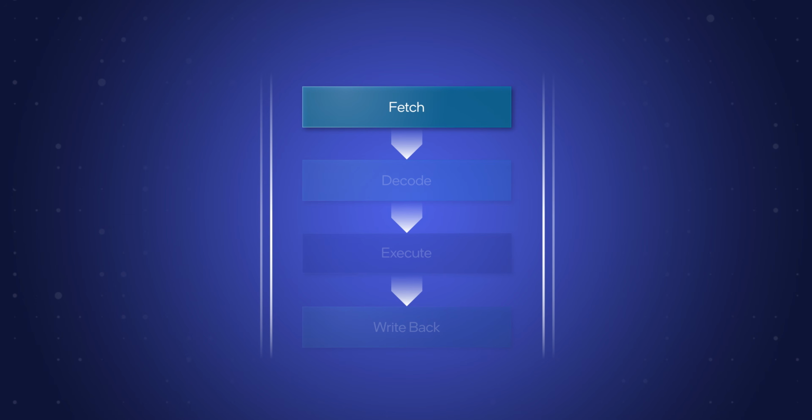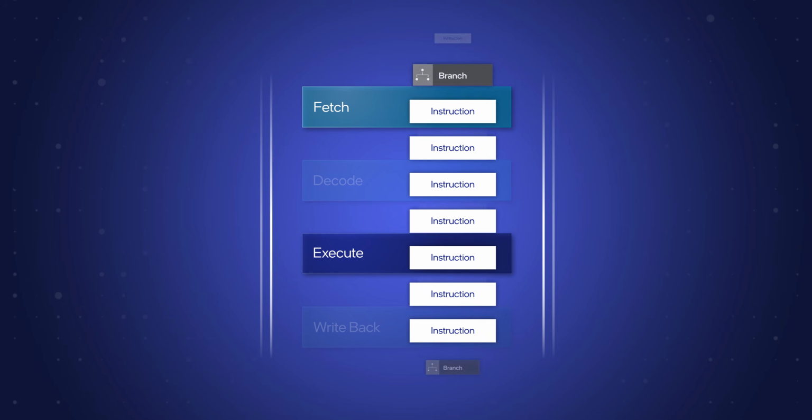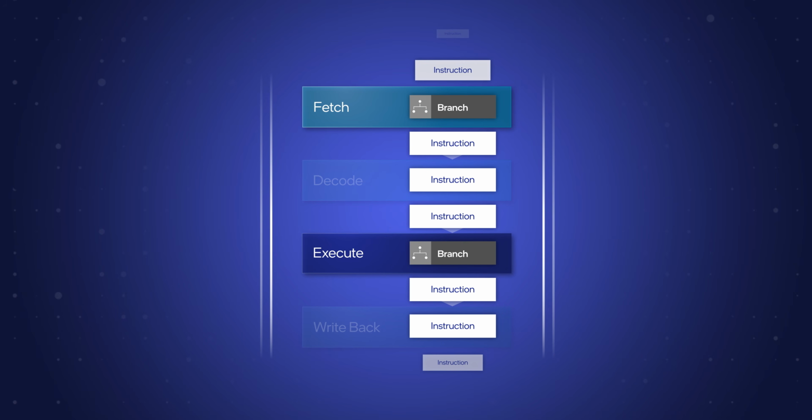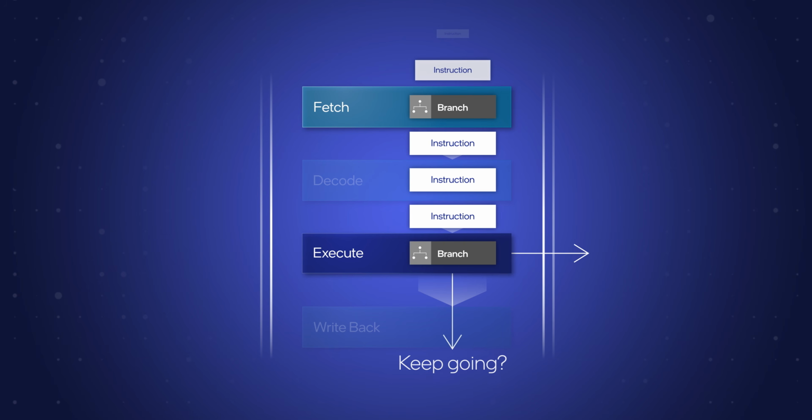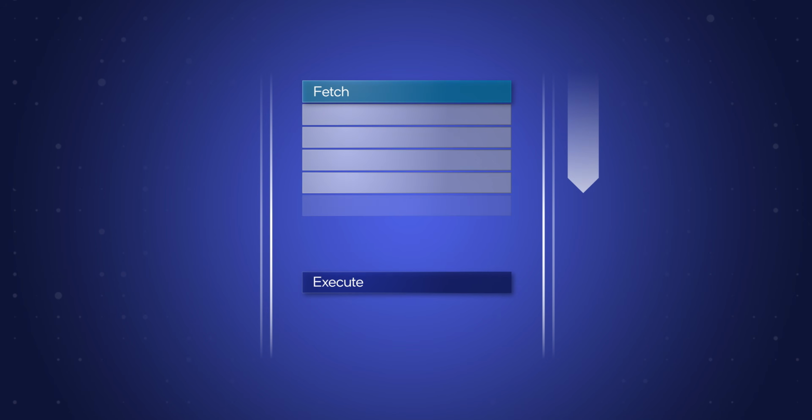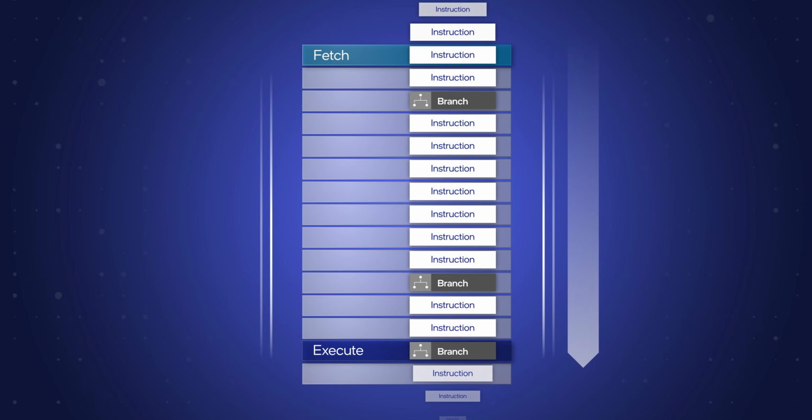If you recall our basic pipeline, at the beginning we fetch an instruction, and towards the end we execute the instructions. Some of these instructions are called branches. These represent a decision point or fork in the road, like an exit on a highway. Do we want to keep going, or do we need to exit now to take a different path? When you execute a branch, you are making that decision. As the pipeline depth grows, you get farther and farther away from the answer of which path to take.